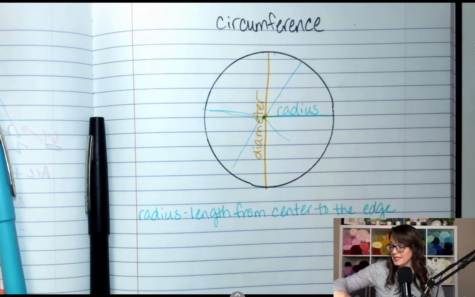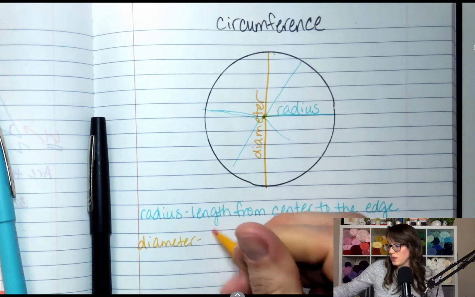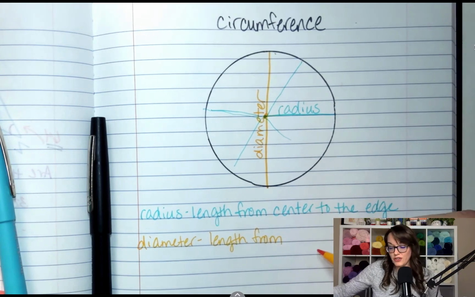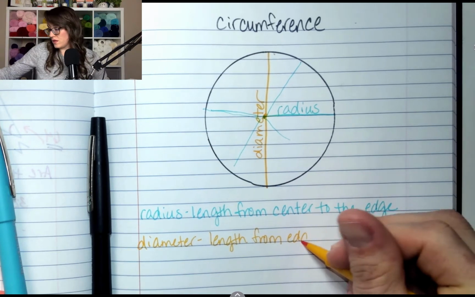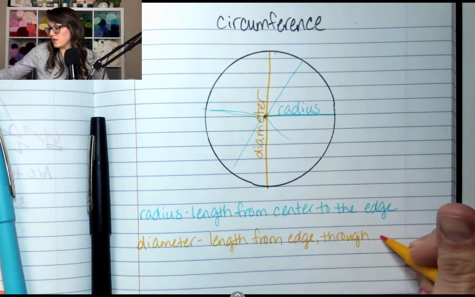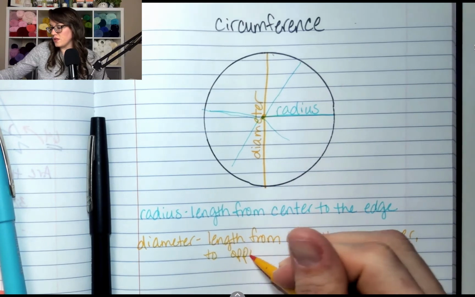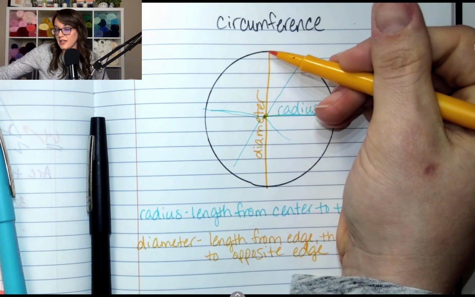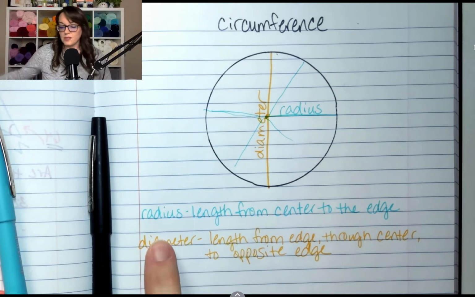Diameter is the distance, or length, from edge to edge. Let's say edge through center to opposite edge. So it has to start at the edge, go through the center, and end at the other side.